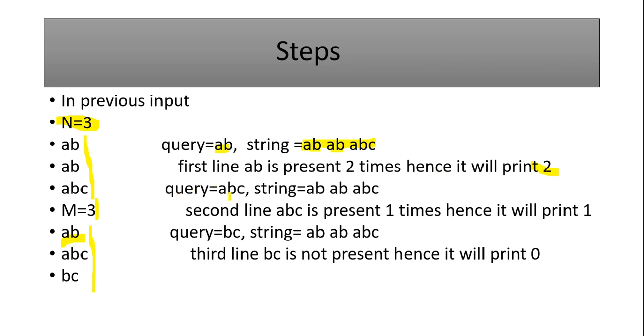And in the second query we have ABC. Then we will again search, and ABC is present 1 time, so it will print 1. And in the third query, BC is not present in the strings, so we will print 0.